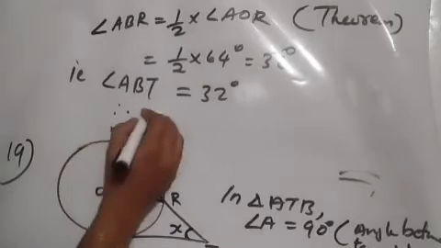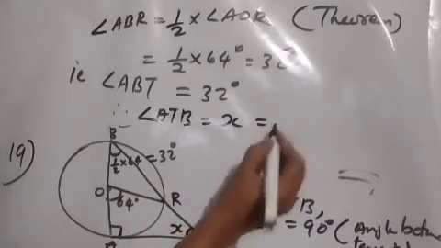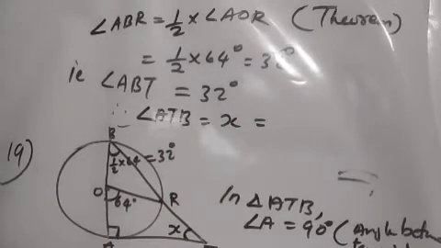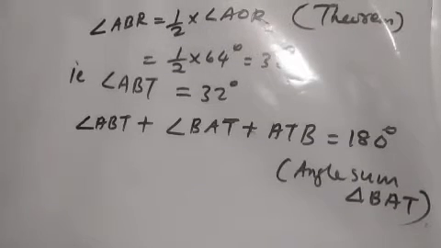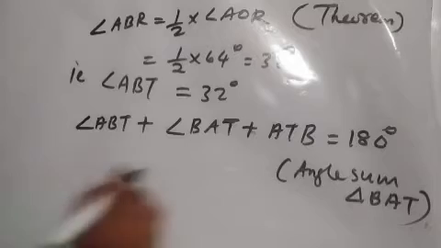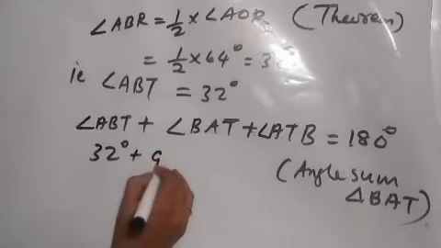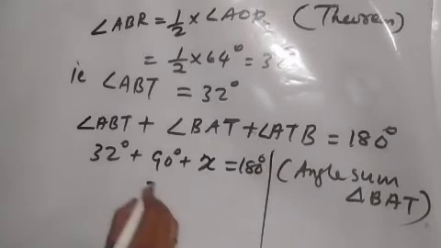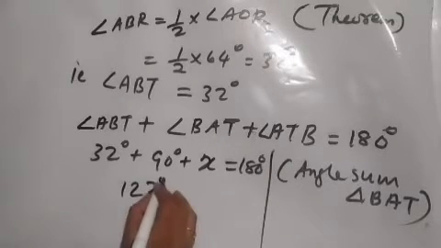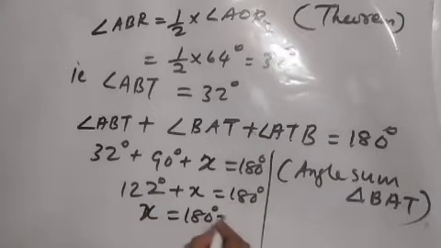Yes. Therefore, angle ATB, x, equals... the sum of the three is 180 degrees. We know the sum of the angles in a triangle is 180 degrees. So we can take the sum of the three angles in triangle BAT as ABT, BAT and ATB. The sum of the three is 180 degrees. ABT 32 degrees plus BAT 90 degrees plus ATB, meaning x degrees, is 180 degrees. So 122 degrees plus x is 180 degrees, and x is 180 minus 122.